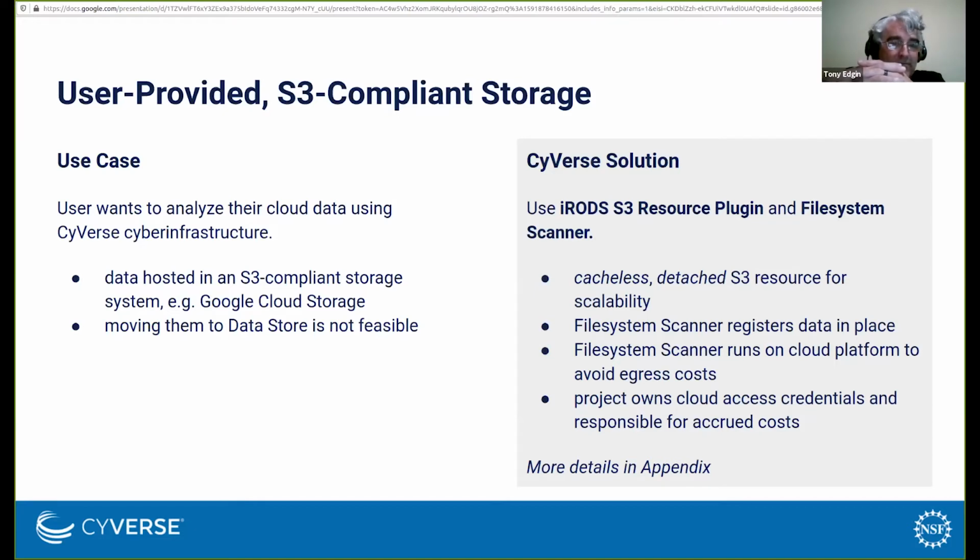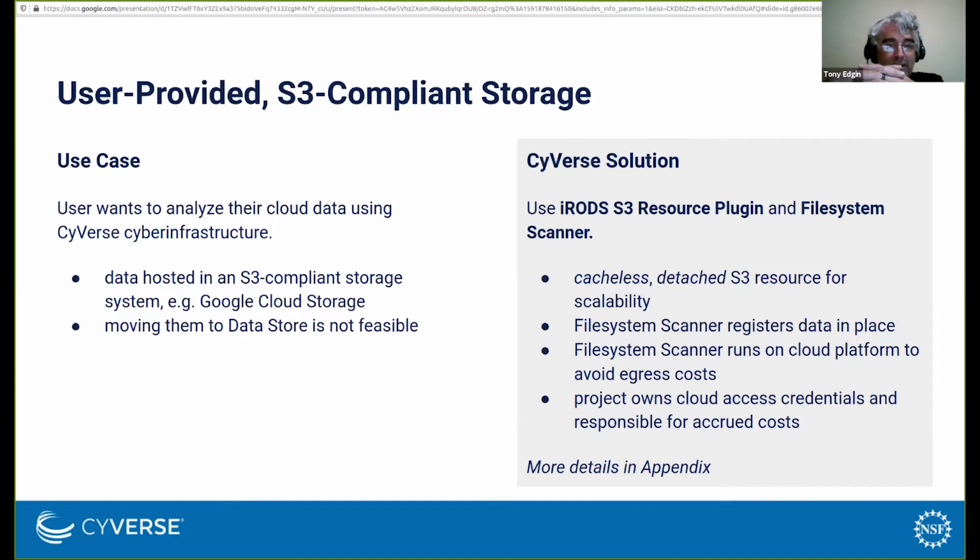And so the solution, as you saw similarly in the last talk, is to have the iRODS S3 resource plugin and use the file system scanner. In our case, since we would be allowing for multiple projects in different places, and since we have a lot of resource servers already on premise, the cacheless detached S3 resource makes more sense, because it can scale out to spread over multiple resource servers.